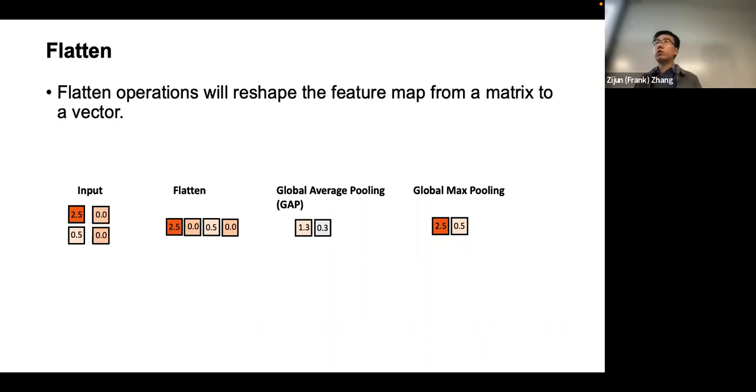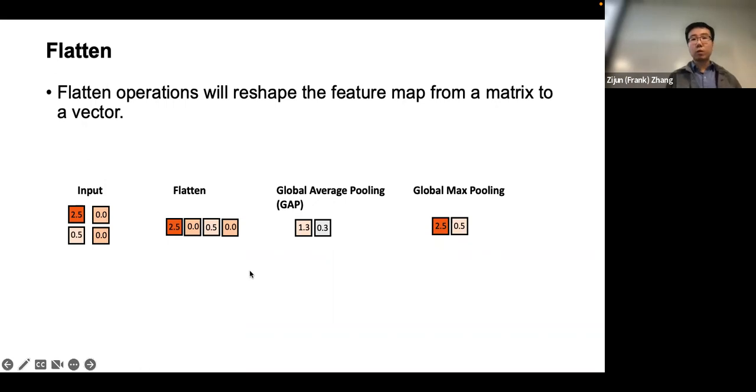But as I mentioned, sometimes you actually want to sparsify or regularize your CNN. In this case, what you can do is global max pooling or global average pooling, right? Global average pooling is very, very commonly used in computer vision. Basically, for each of those channel dimensions, you take the average. So in this case, 2.5 and 0 becomes 1.3, and this 0.5 and 0 becomes 0.3. So you take the average across the channel dimension. Similarly, if you're doing max pooling, you're just taking the maximum number. Again, this may result in the most information loss, but it might regularize your model so that it generalizes better on unseen data.